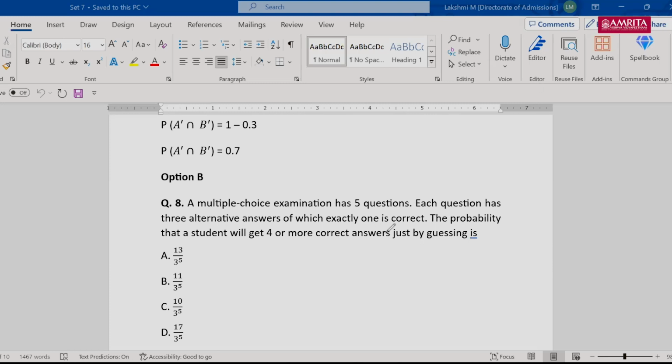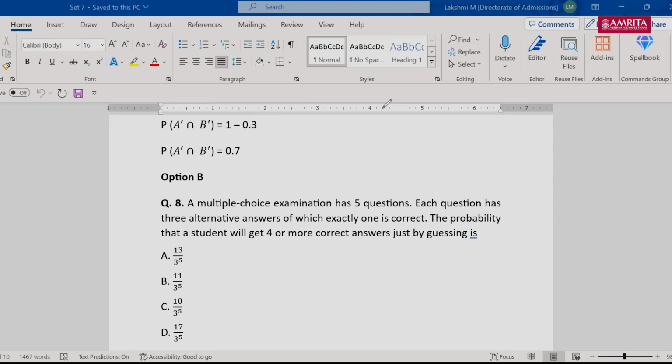A multiple choice examination has 5 questions, and every question has 3 options, of which exactly one is correct. So the probability that a student will get 4 or more correct answers just by guessing. Our question is the probability that the student will get 4 or more correct answers. The exam contains 5 questions, all multiple choice, each with 3 options of which one is correct. Then the probability that the student will get 4 or more correct answers is.